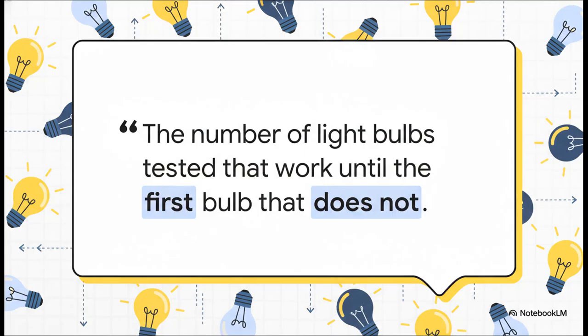Getting this distinction right is the key to knowing which tool to pull out of your toolbox. And here's a perfect real-world example. Imagine you're on a quality control line. You keep testing light bulbs. The test itself is the trial, and let's say our success is finding a defective bulb. You keep counting how many good bulbs you test until you find that first faulty one. That's a classic geometric scenario.